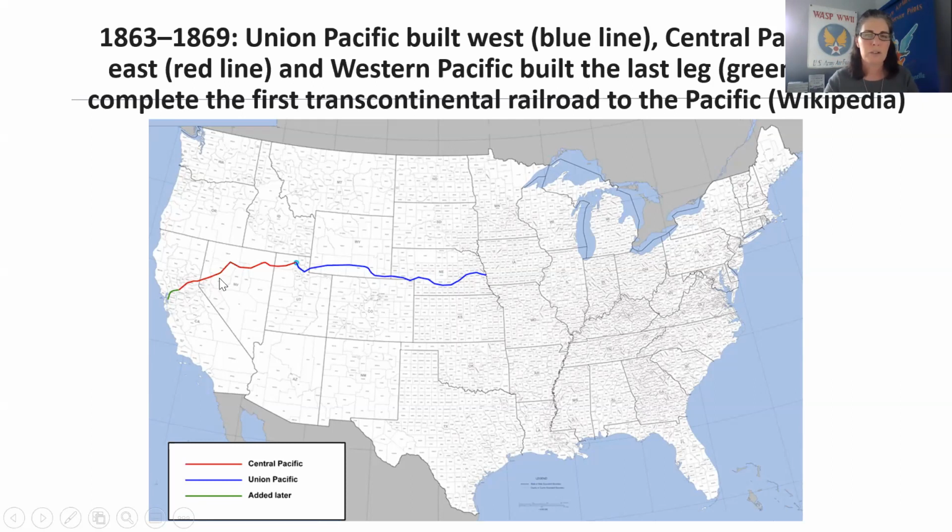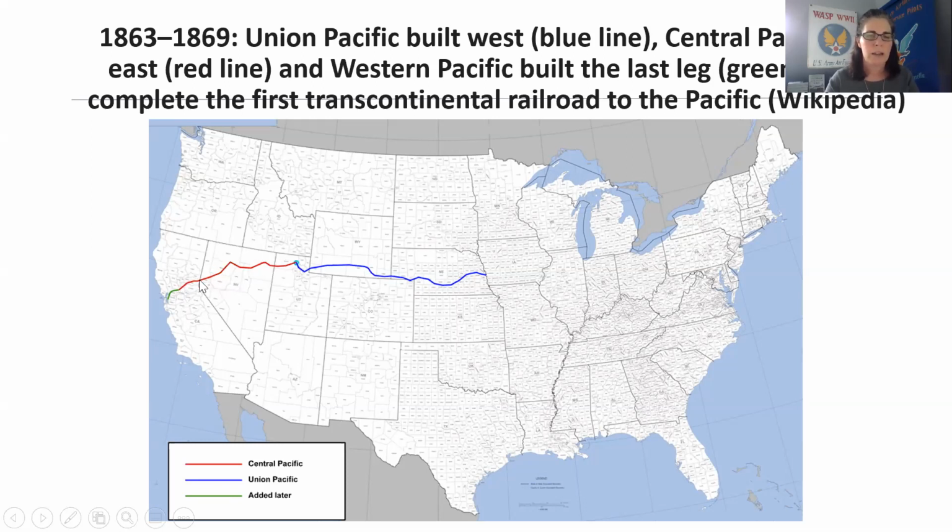And then the Central Pacific Railroad is going to build this red line. Here's that little blip of green that we saw before. That's going to be added later to the coast. But that Central Pacific Rail line is going to go from the west. Now you can see this one's a lot longer. Both are going to have to deal with mountains, right? The Sierra Nevadas and the Rockies, and get through those.